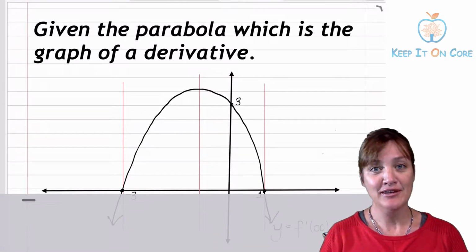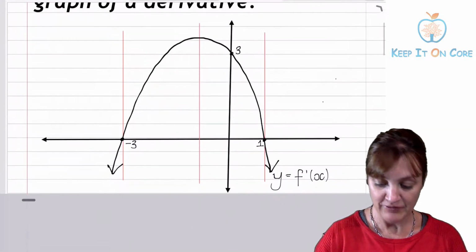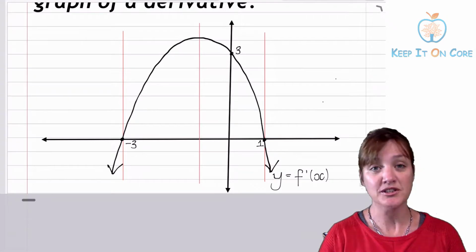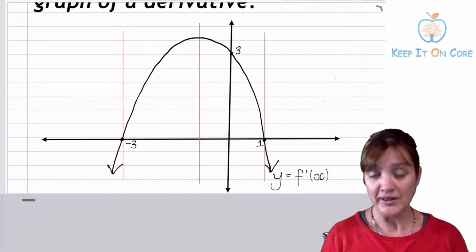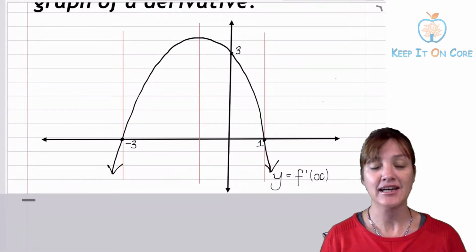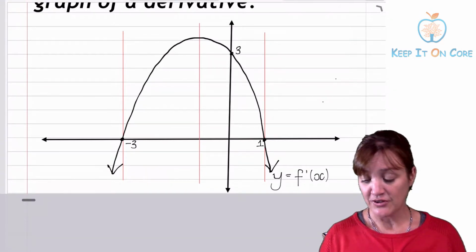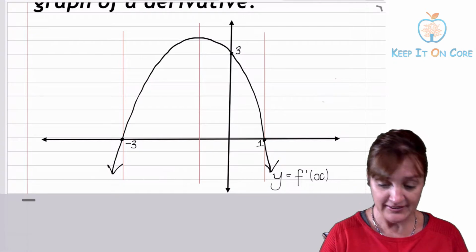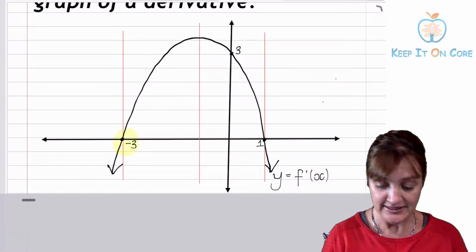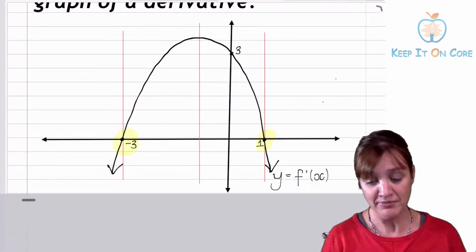Okay, so let's have a look at this given example over here. They've given us the derivative function, which is a parabola, and we have to now use this information to determine what the cubic graph would look like. As part of my derivative function, I can see straight away I've got x-intercepts at -3 and 1.